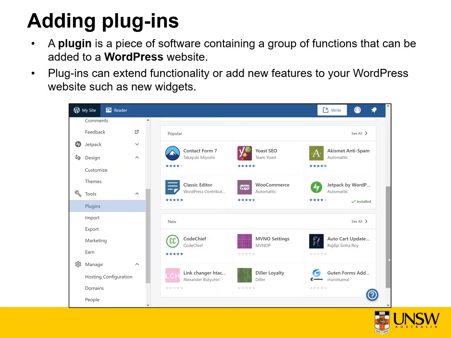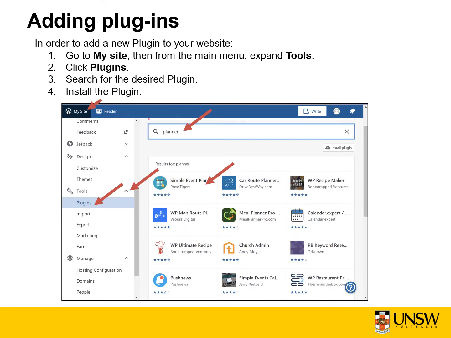In addition to the default functions of WordPress, there are some external applications that can be installed on WordPress to add more functionalities to your website. These applications are called plugins. In order to add a new plugin to your website, expand Tools from the dashboard of your website, then click Plugins. By using the plugin page, you can search for the desired plugin. After finding a plugin that suits you, you just need to install it by clicking the Install button of the plugin.